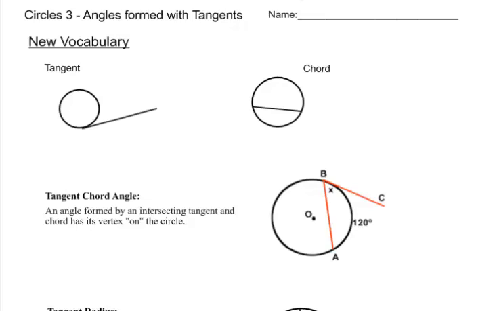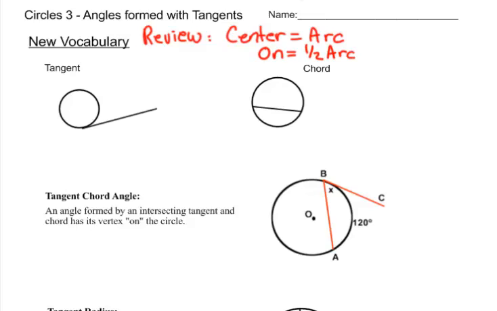We have been dealing with angles related to circles. As a quick review, the key is where the vertex of the angle is. When the vertex is at the center, that's a central angle, and it equals the arc. When the vertex is on the circle, it equals half the intercepted arc, and we called those inscribed angles. Today we're going to deal with another type of angle when we have a tangent to a circle.